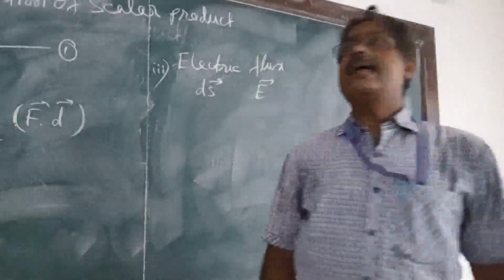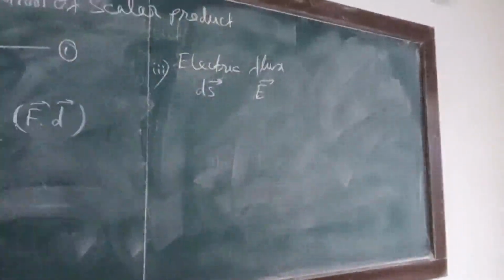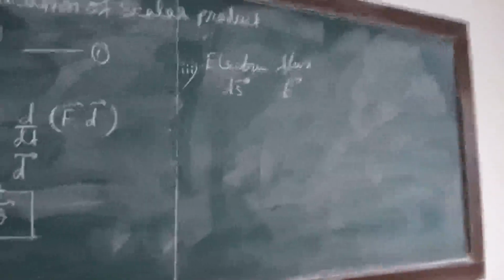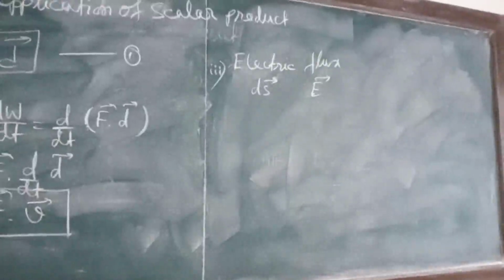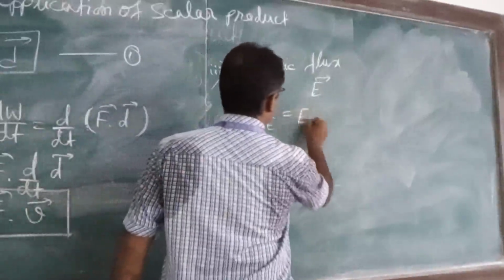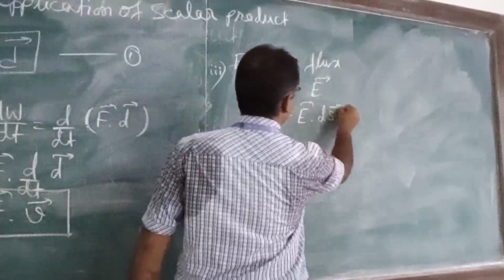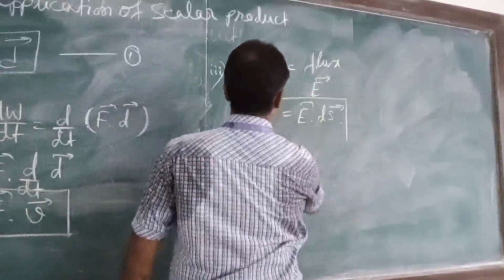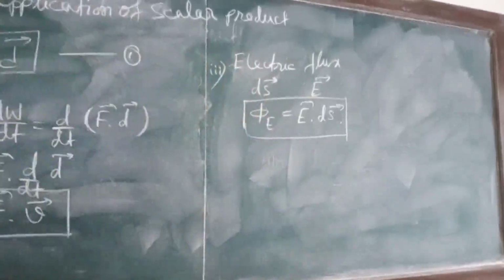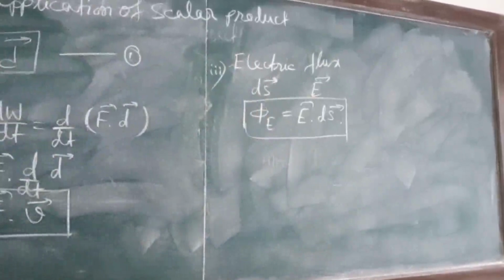Then the electric flux is given by phi E equals E dot ds. So we can find out the flux with the help of the dot product. Similarly, we can find out the magnetic flux.